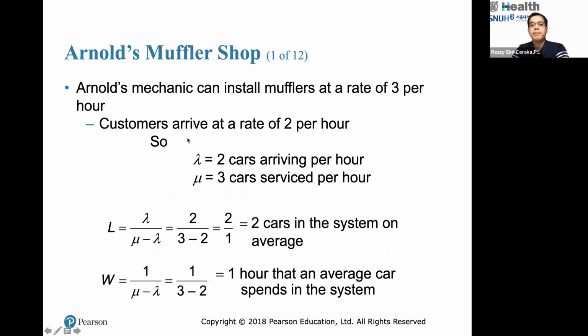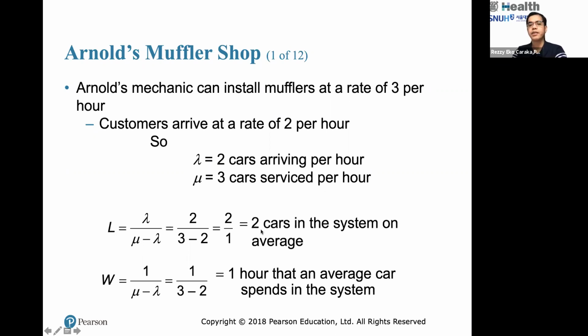Here, for example, we have Arnold's Muffler Shop. Arnold's mechanic can install mufflers at a rate of 3 per hour. This is our service rate, mu. And customers arrive at a rate of 2 per hour, which is our lambda. So it's quite easy: we have lambda 2 and mu 3. Then we can calculate L, W, and the other measures.